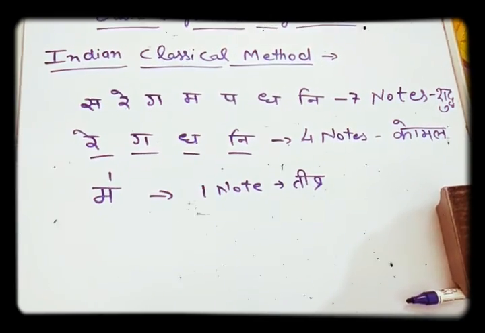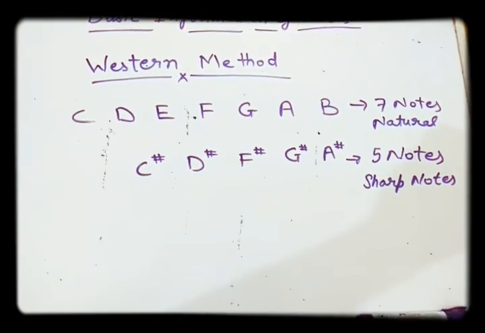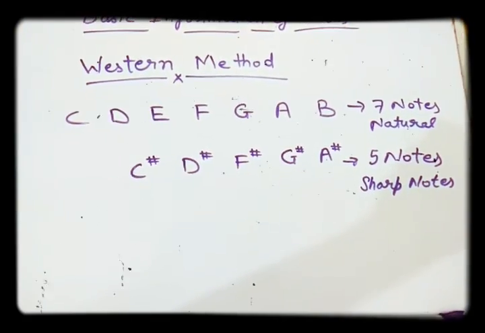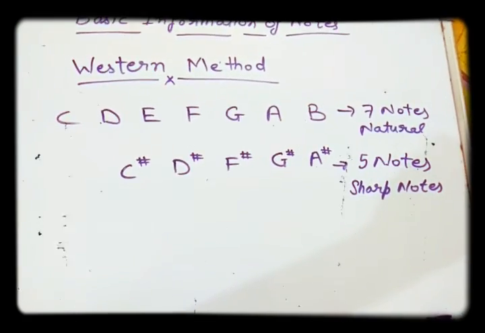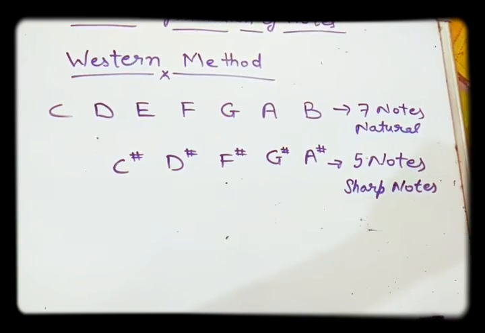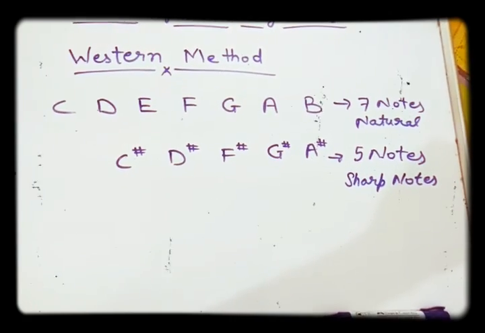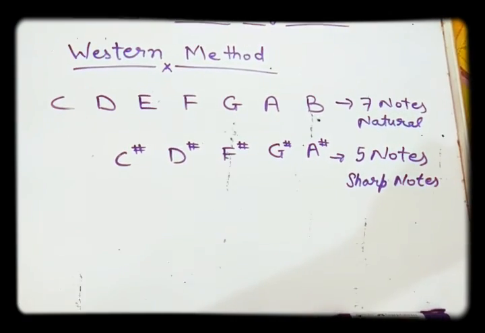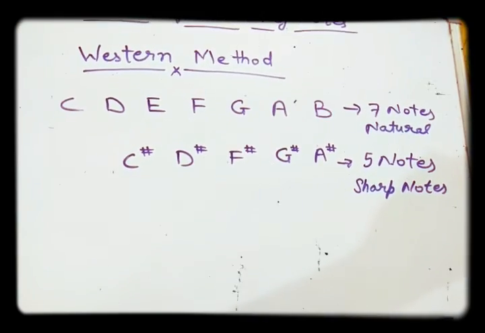Then let us focus on the Western method. Now we are focusing on the Western method. Here you can see there are 7 notes: C, D, E, F, G, A, B. 7 notes that are natural notes. Apart from them there are 5 notes: C sharp, D sharp, F sharp, G sharp, A sharp. These are the 5 notes which are the sharp notes.